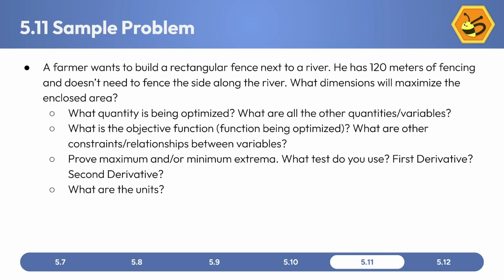Hopefully we're not doing any integration today because we haven't gotten to integrals yet. I think that's units 6 and beyond. Once we have our objective function and our constraints, then we can prove maximum and minimum depending on whatever context we have. So in this case, we want to maximize. And then at the end, just answer with units.